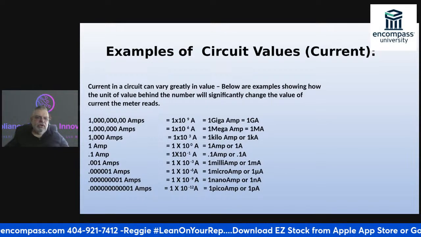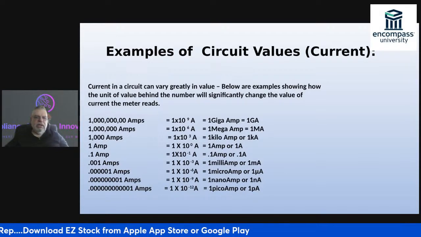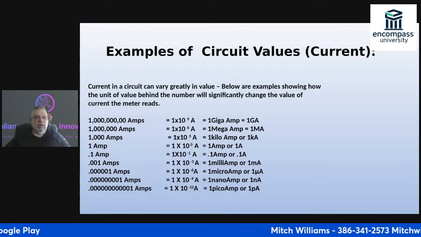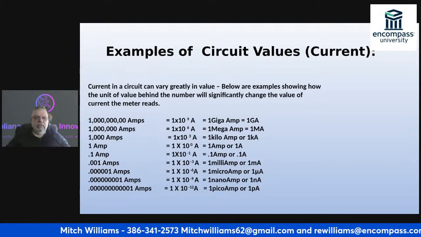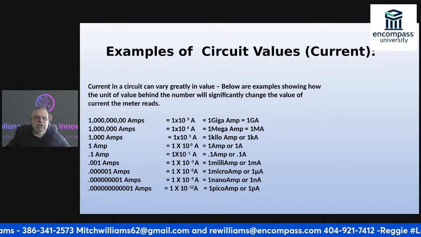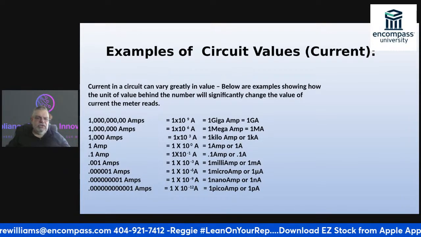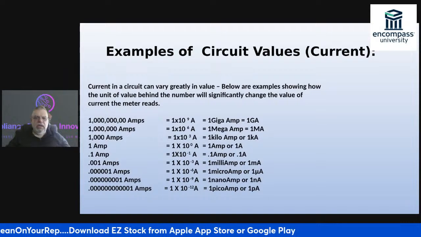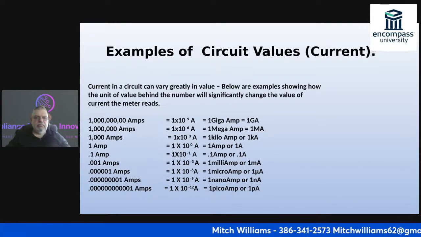Examples of circuit values. The current in a circuit can vary greatly. Below are examples showing how the unit of value behind the number will significantly change the value of the unit the current meter reads. 1 billion amps, 1 times 10 to the ninth power, is a gigaamp. 1 million amps, 1 times 10 to the sixth power, is a mega amp. And the next one is a kiloamp.